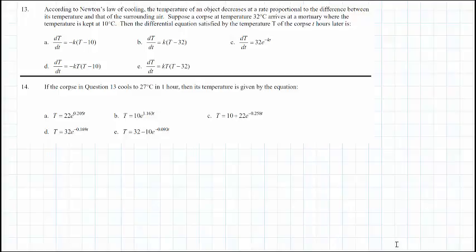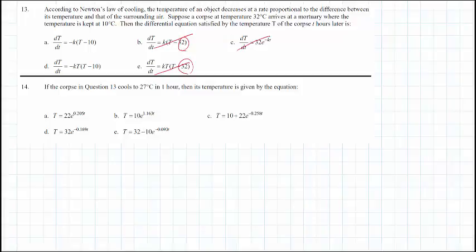Here's problems 13 and 14 from packet number 6. First one is that we have to identify the right Newton's law of cooling. And in this case, Newton's law of cooling says the corpse is going to tend toward the surrounding temperature, and so the rate is proportional to the difference between the temperature and the surrounding air. Well, that eliminates these two solutions, because that's not the surrounding temperature.